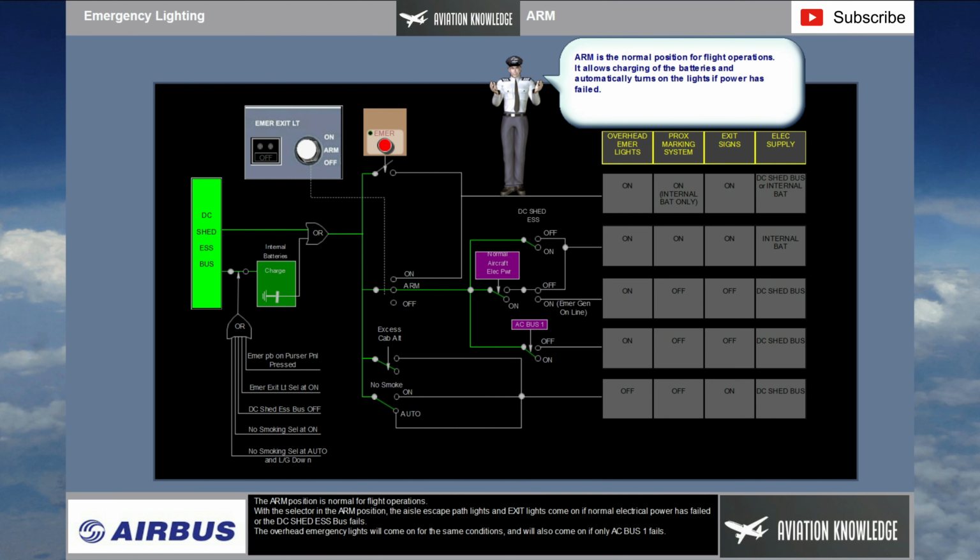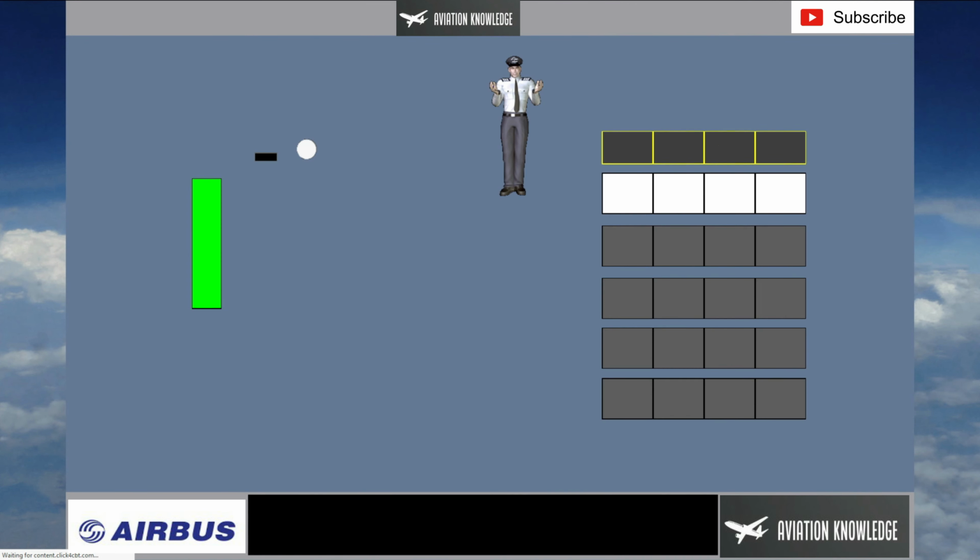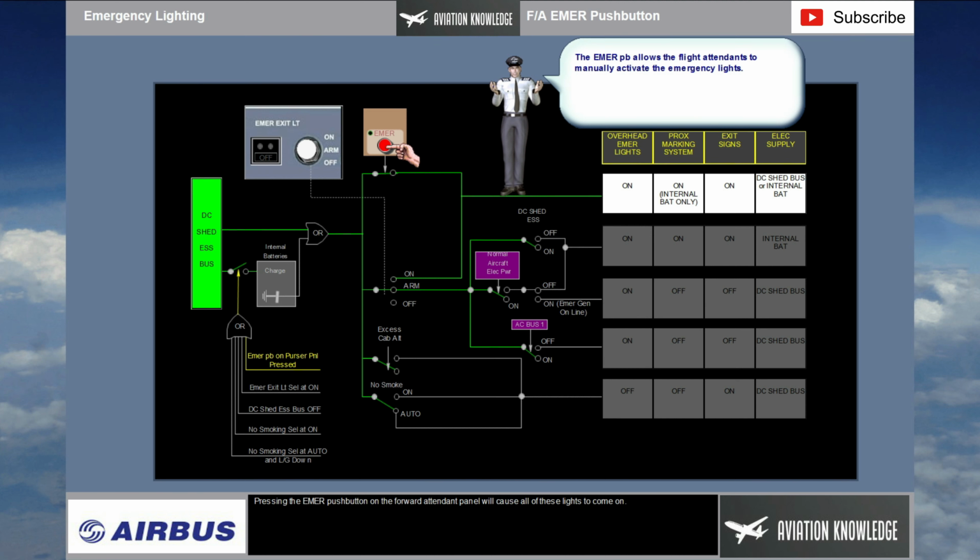The arm position is normal for flight operations. With the selector in the arm position, the aisle escape path lights and exit lights come on if normal electrical power has failed or the DC shed essential bus fails. The overhead emergency lights will come on for the same conditions and will also come on if only AC bus 1 fails. Pressing the emergency push button on the forward attendant panel will cause all of these lights to come on.